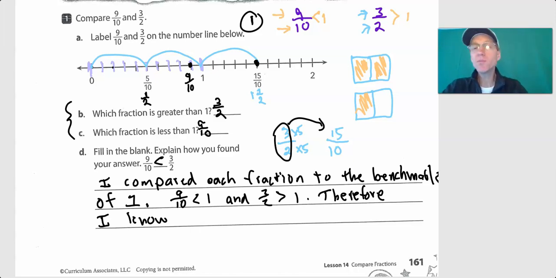You use it for problem solving. Later on, if you want to do anything on computers, or you're working with groups of people or a company or planning a party, whatever you're doing, it's a lot of logical thinking. Therefore, I know 9/10, because 9/10 is less than 1 and 3 halves is greater than 1, I know 9/10 is less than 3 halves. Ta-da! That's it. You got it.